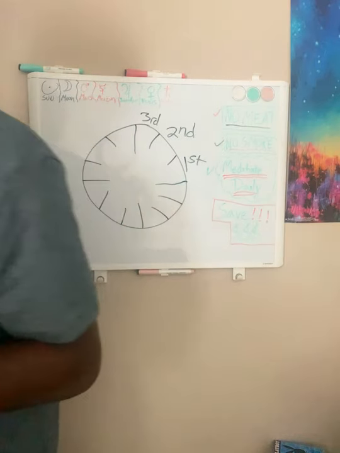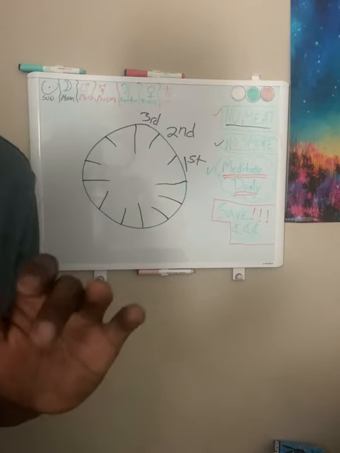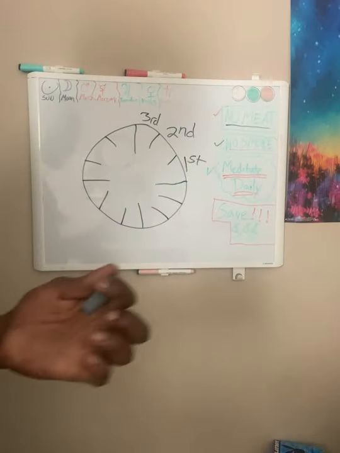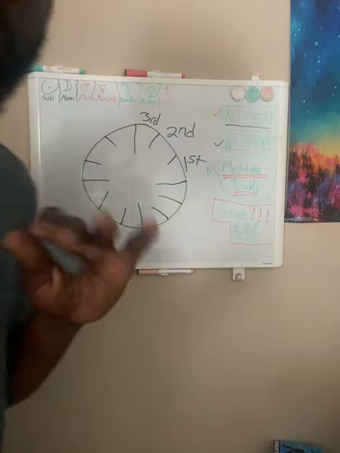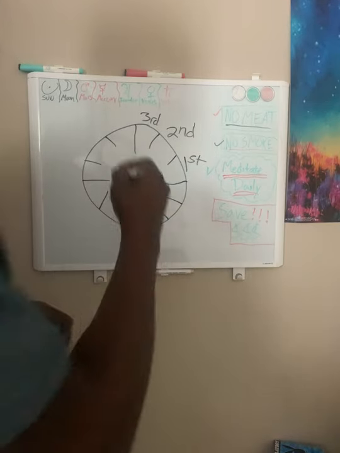Now, moving on. Oh, sorry. The zodiac represented by the third house is Gemini. And like I said, we'll come back to the zodiacs. I'm just giving you the house rundown.